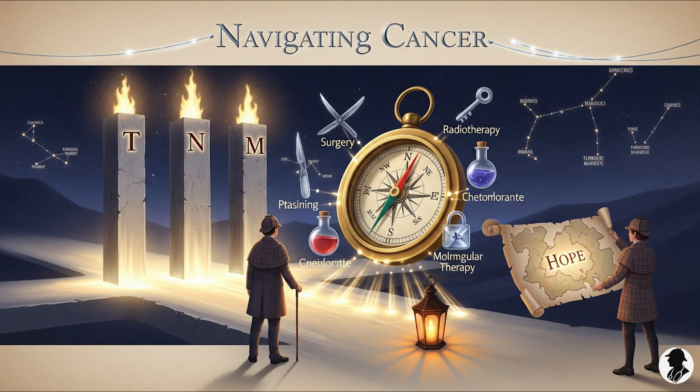Then N is for nodes. Lymph nodes. Has the cancer spread to the regional lymph nodes? These are often the first place cancer cells travel to via the lymphatic system. The first line of defense? Kind of. Yeah. And there's a clever concept here called the sentinel lymph node. That's the first node lymph drains from the tumor. Ah, the guard posts. Sort of.